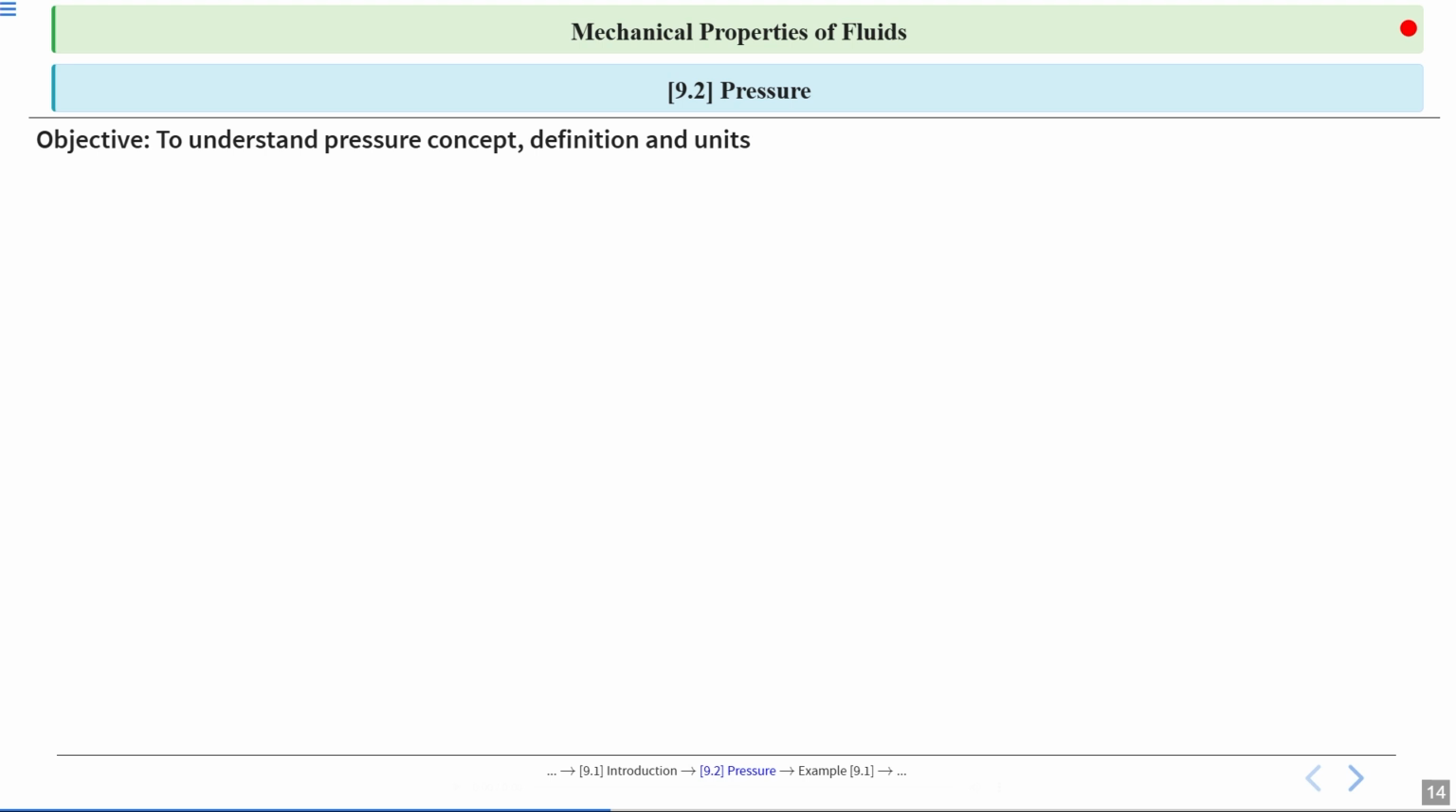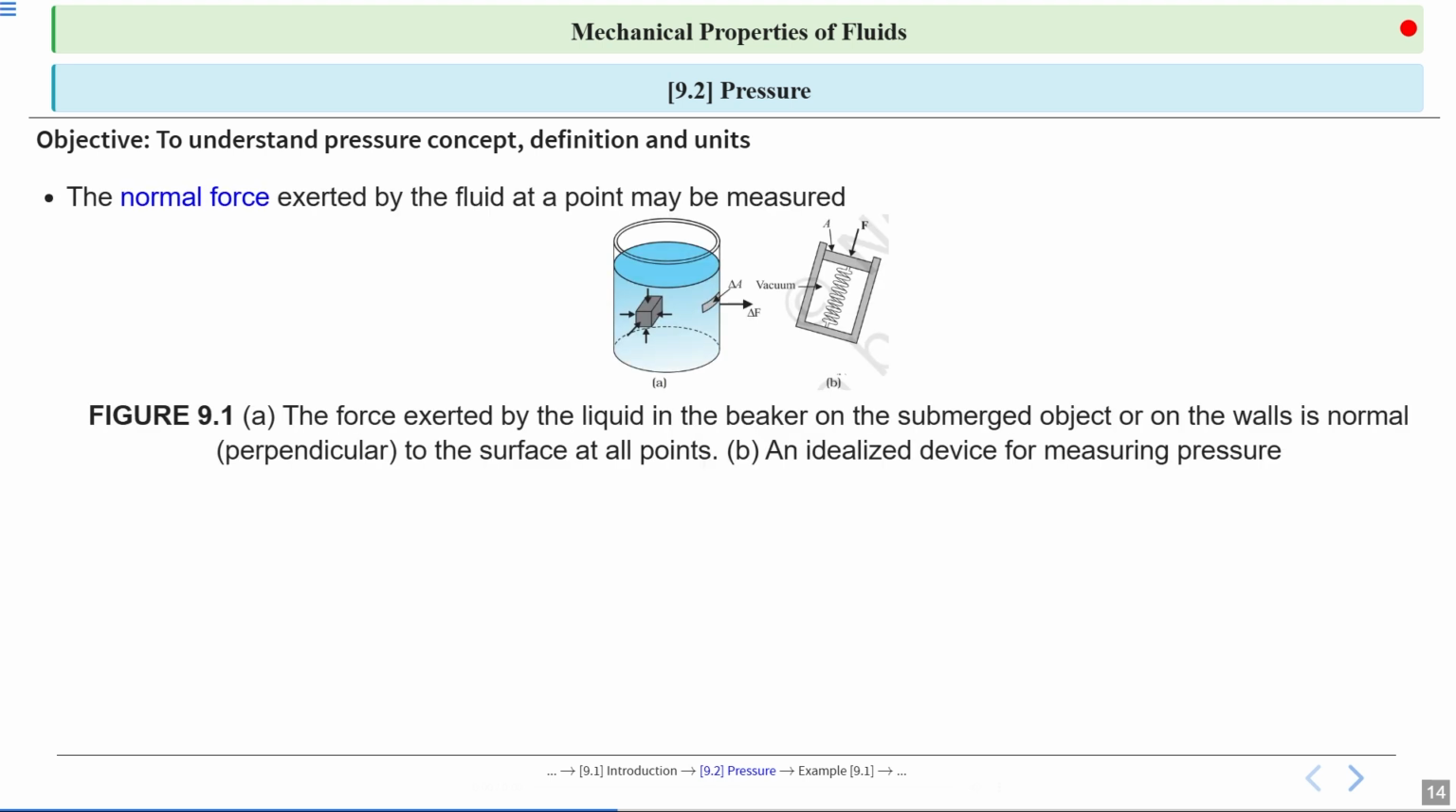So, let's start by looking at the normal force exerted by a fluid at a point. So, look at figure 9.1a. How the force exerted by the liquid on the submerged object or the walls is always perpendicular to the surface. This is a key characteristic of pressure in fluids as it acts uniformly in all directions.